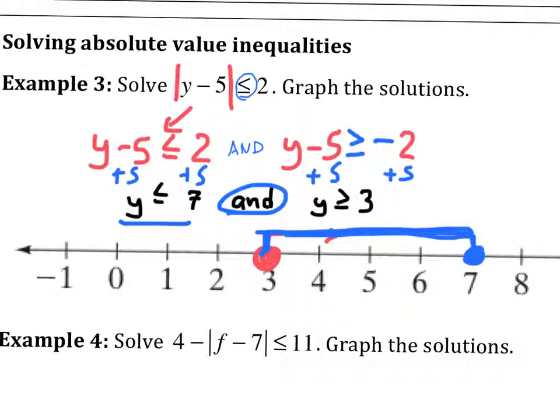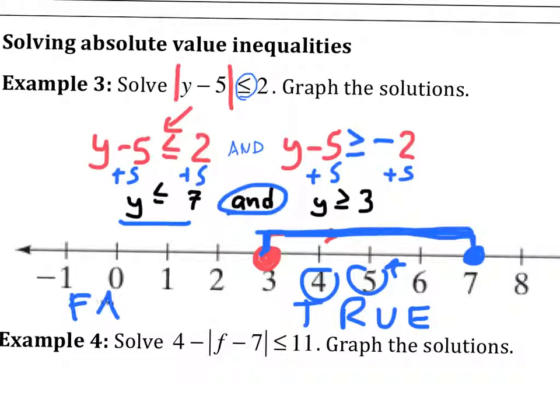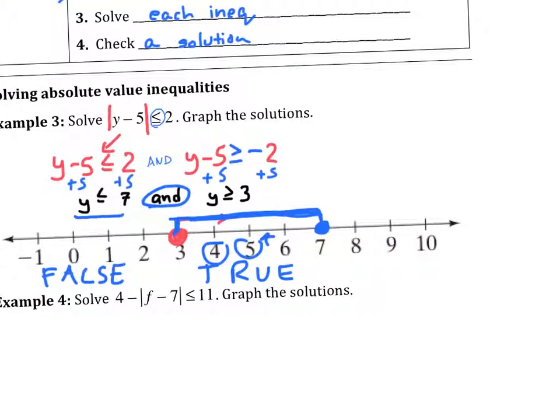Let's go ahead and check this with one that we expect. Notice we expect all of this inside here to be true. Whenever I plug in a 4 or a 5 or a 5.5, I expect a true statement. If I plugged in anything over here, I would expect a false statement. And the same thing over here. I would expect anything over here to be false. If I plugged a 10 in, I would get something like 10 equals 12, and that's wrong.